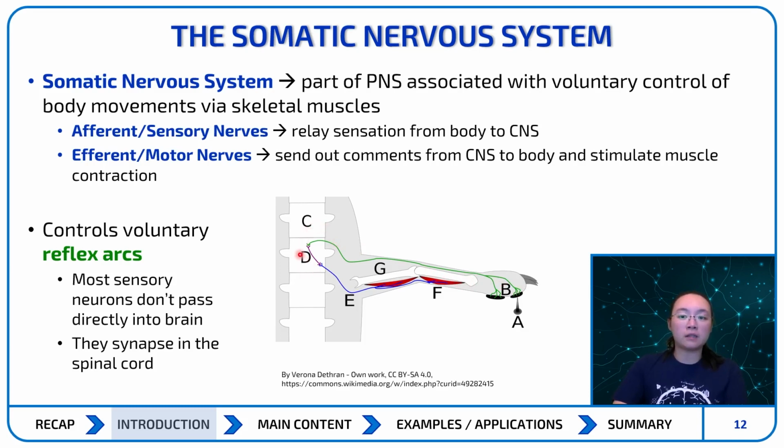D is here in purple to represent an interneuron. Basically, instead of going up to the CNS, sometimes you have a signal that's passed through an interneuron that connects to E, which is a motor neuron. And then that motor neuron is going to fire a signal off to the muscles, which then contract in red through F.